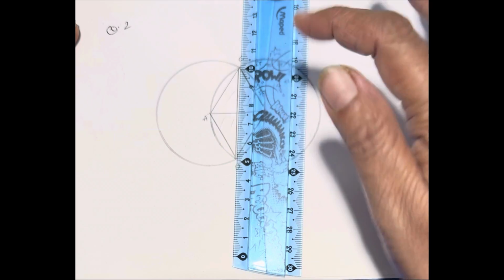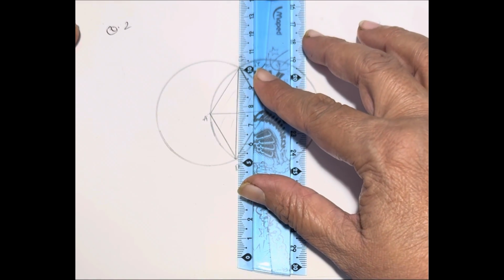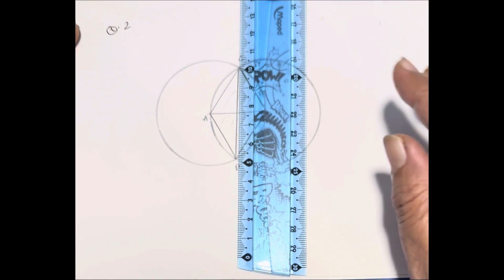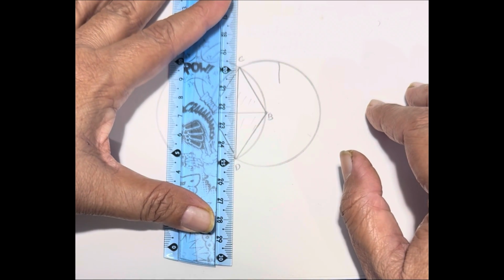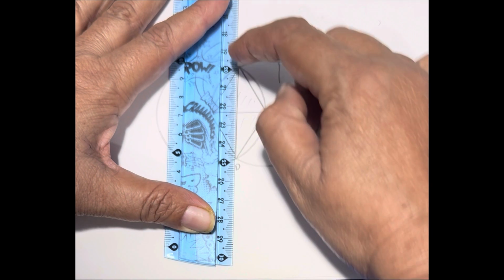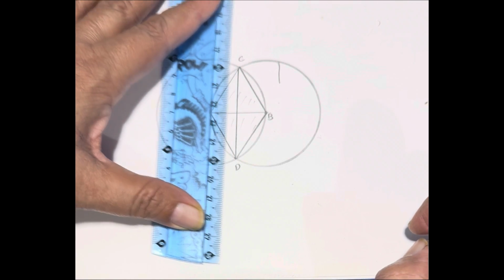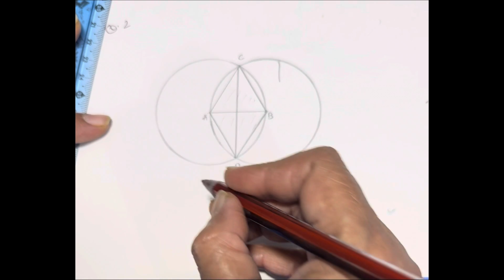So here what is happening is AD and AC are radii of the circle, so those two are the same, but CD is different. Two sides are the same and one is different, so it is an isosceles triangle. Similarly, another isosceles triangle is formed over here, where BD and BC are the radii and CD is different, right? So there are two isosceles triangles formed.